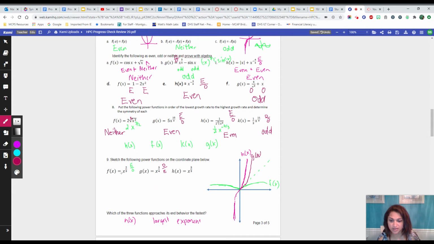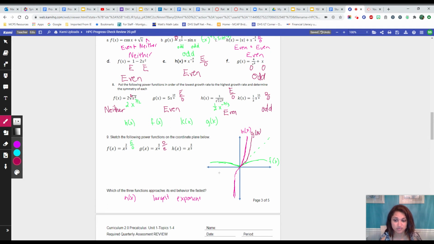Again, this is even over odd. That means it's going to be symmetric over the y-axis. Remember, we drew just the first quadrant, and then based on the symmetry, we finished the rest of the graph. So even over odd means it is going to be an even function. That means it is symmetric over the y-axis. Okay, so then this f of x is this one right here, and it's going to be below the line y equals x because the exponent is less than 1. So I'm going to draw a first quadrant, and I'm going to make it symmetric over the y-axis.